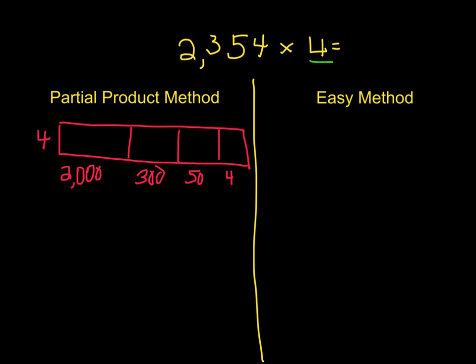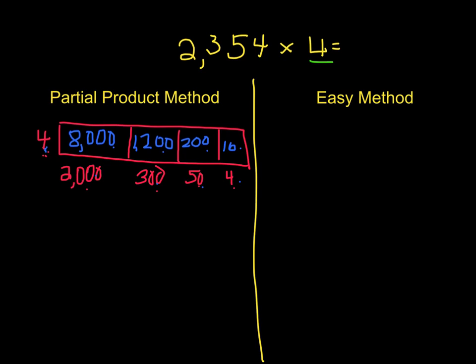Now we're going to multiply the 4 times the 2,000, the 4 times the 300, 4 times 50, and 4 times 4, and write those partial products in the boxes. So I've calculated my partial products. 4 times 2,000 is 8,000. 4 times 300 is 1,200. 4 times 50 is 200, and 4 times 4 is 16.